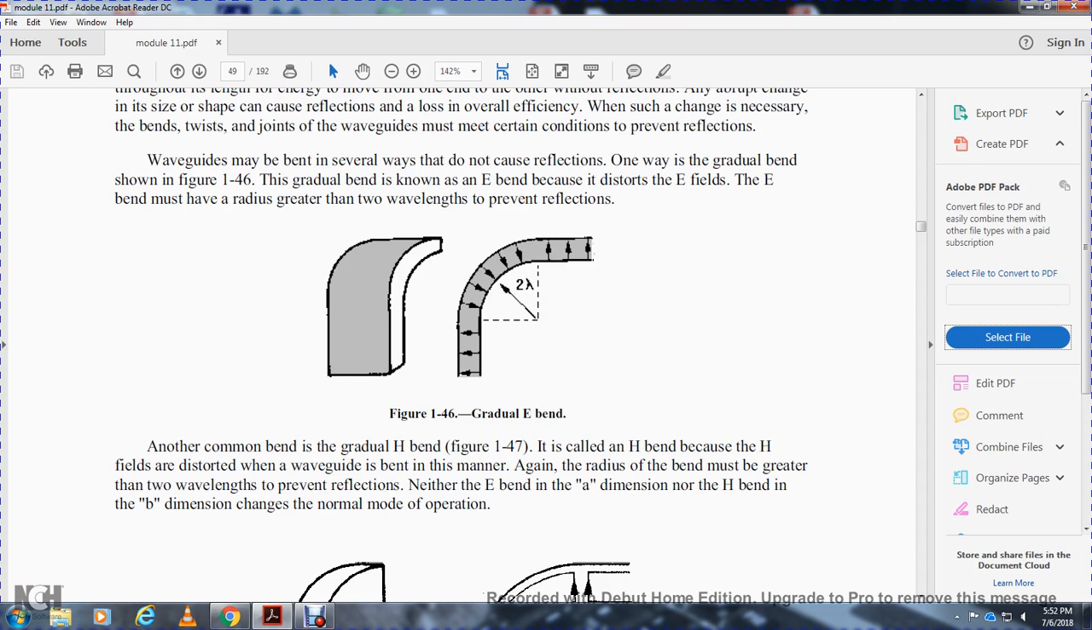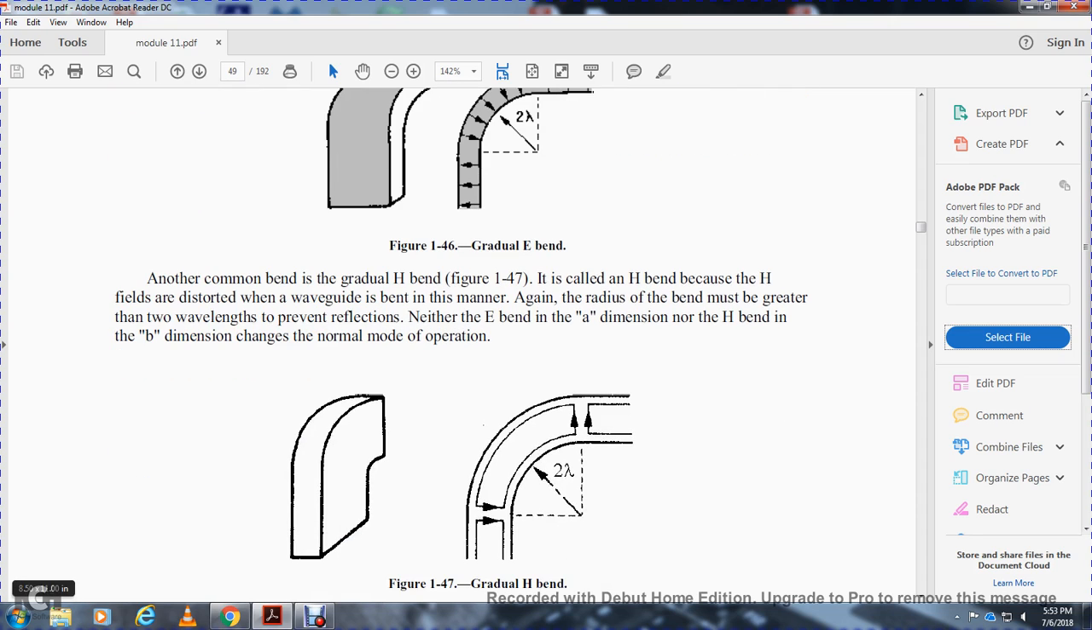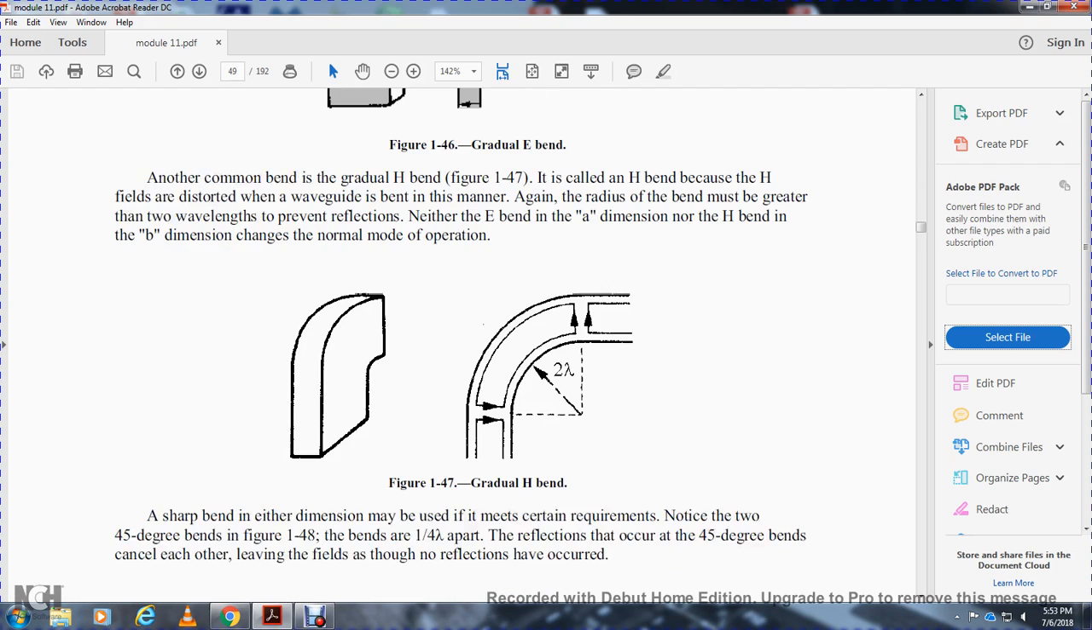radius. Another common bend is the gradual H bend. It is called the magnetic bend because it distorts the magnetic field, and the waveguide is bent in the manner of the bend. Again, the radius of the bend must be greater than 2 wavelengths to prevent reflection. Notice that the electric bend bends the dimension more than the magnetic bend; the B dimension is normally kept over the operation. So, 2 wavelengths for the gradual H bend.